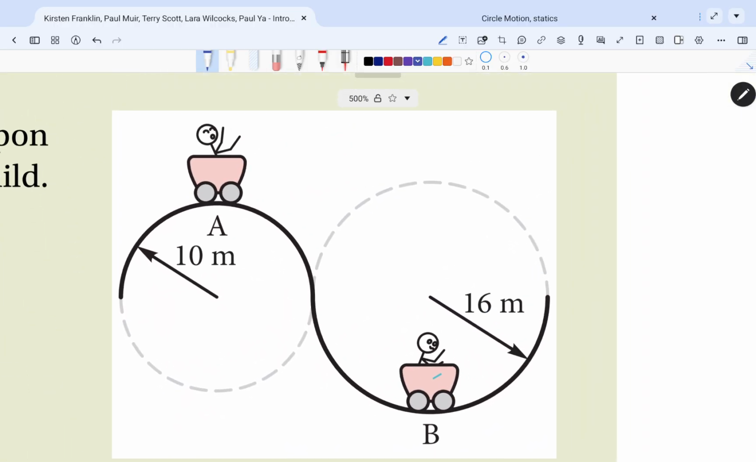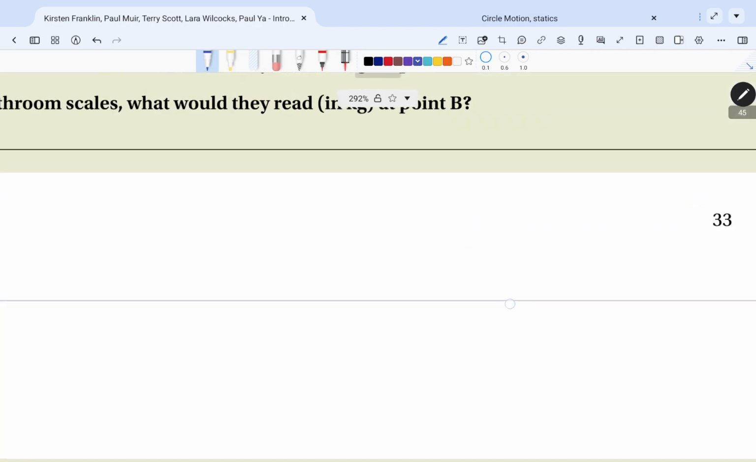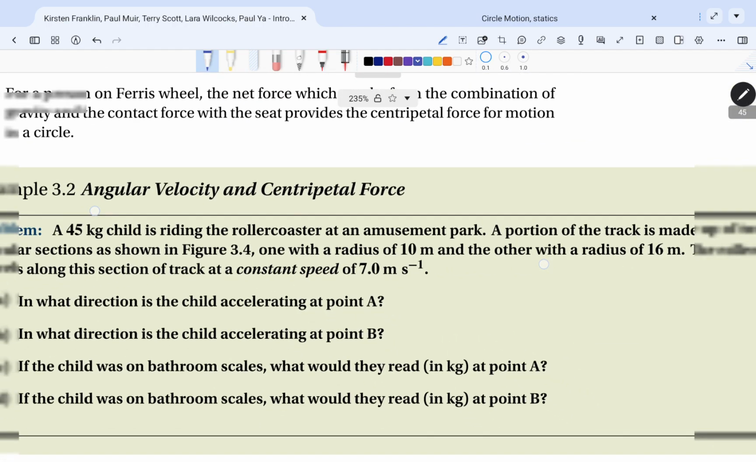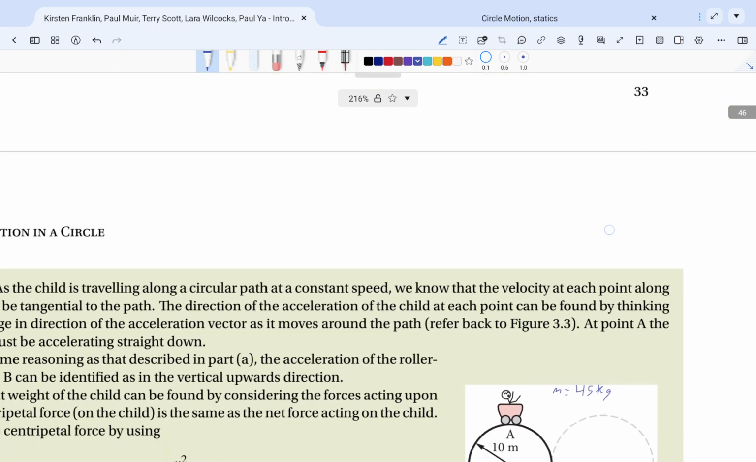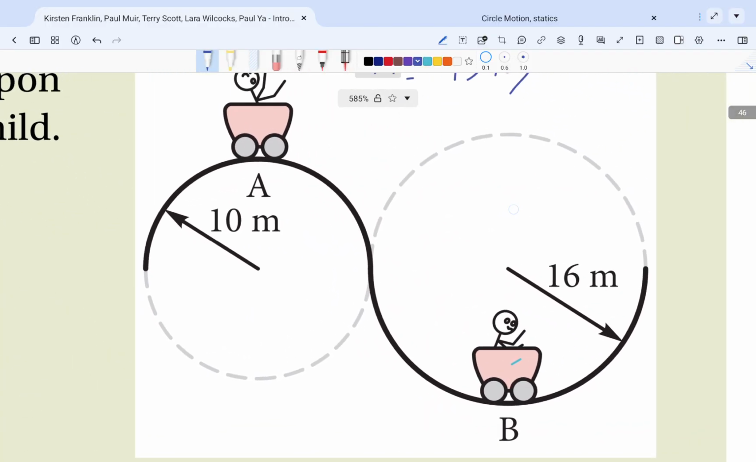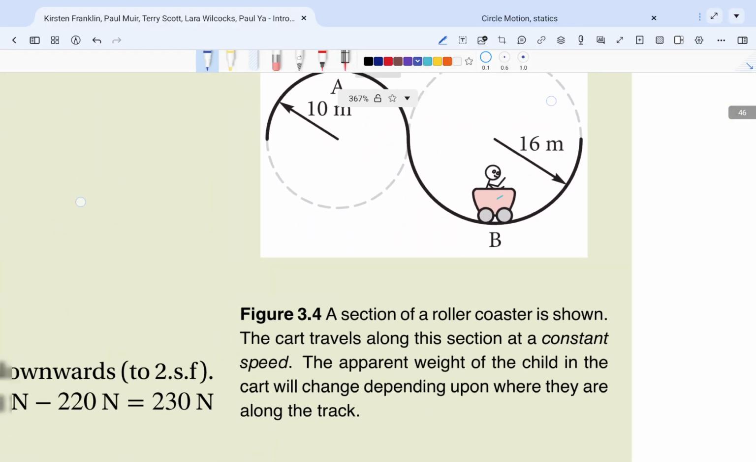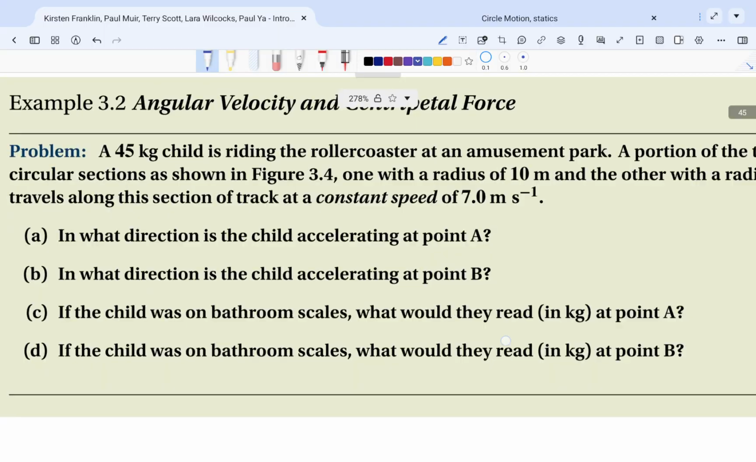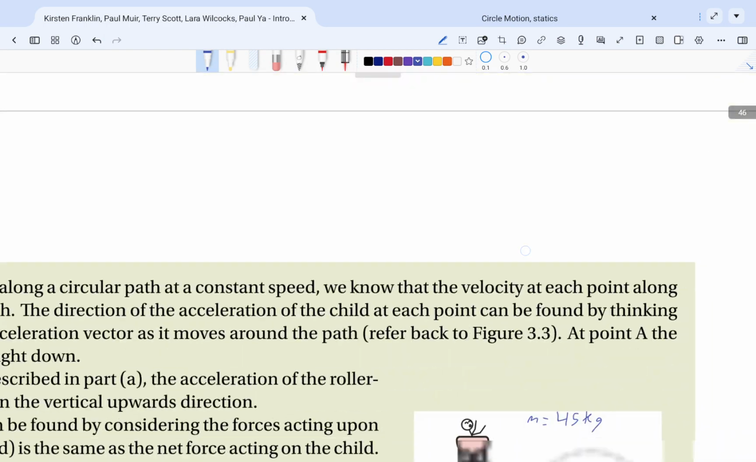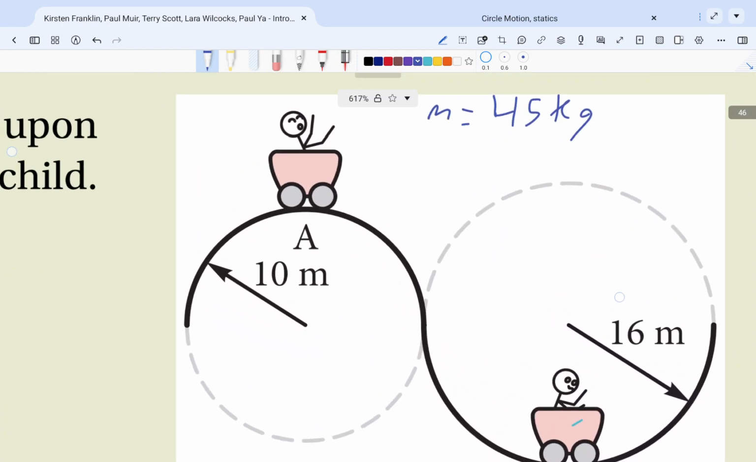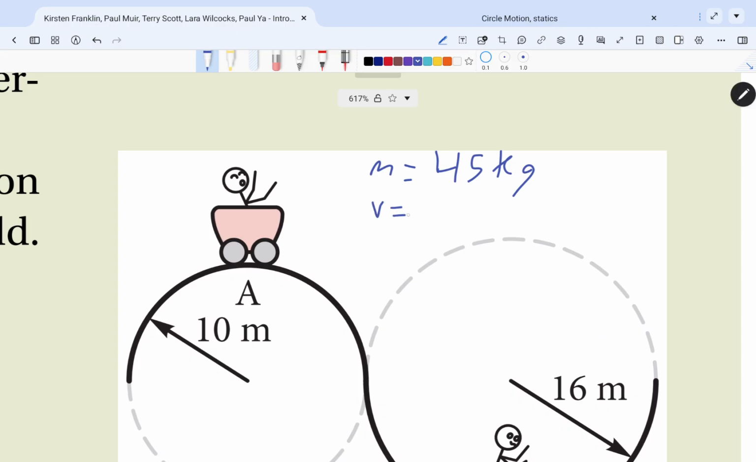Okay, so we've got this kid. What's his mass? I think it was 45. 45 kilograms. Let me make sure. Yep. This one has radius 10, this one has radius 16. And finally, what was the speed? I should have checked that. The speed is 7 meters per second. So v equals 7 meters per second.